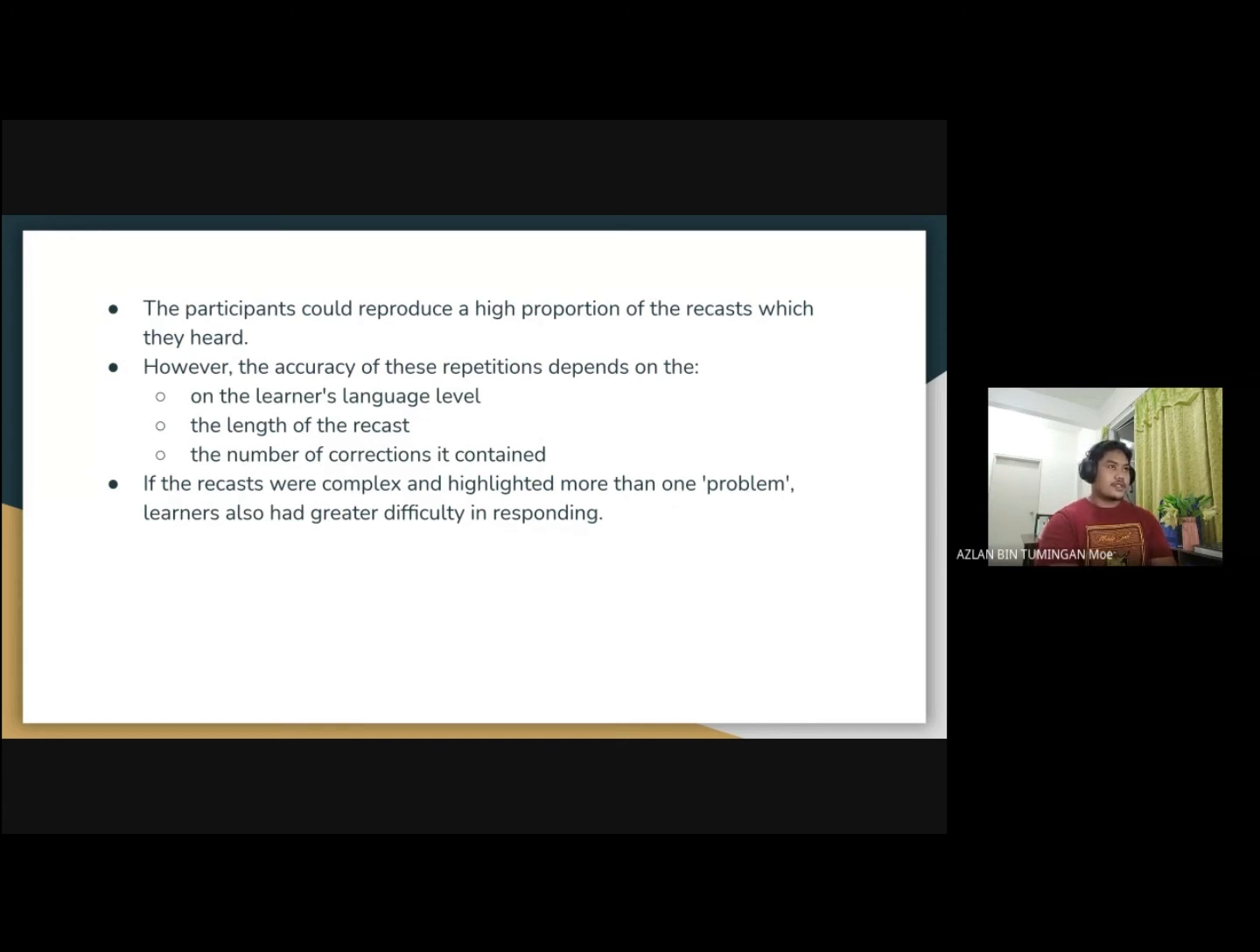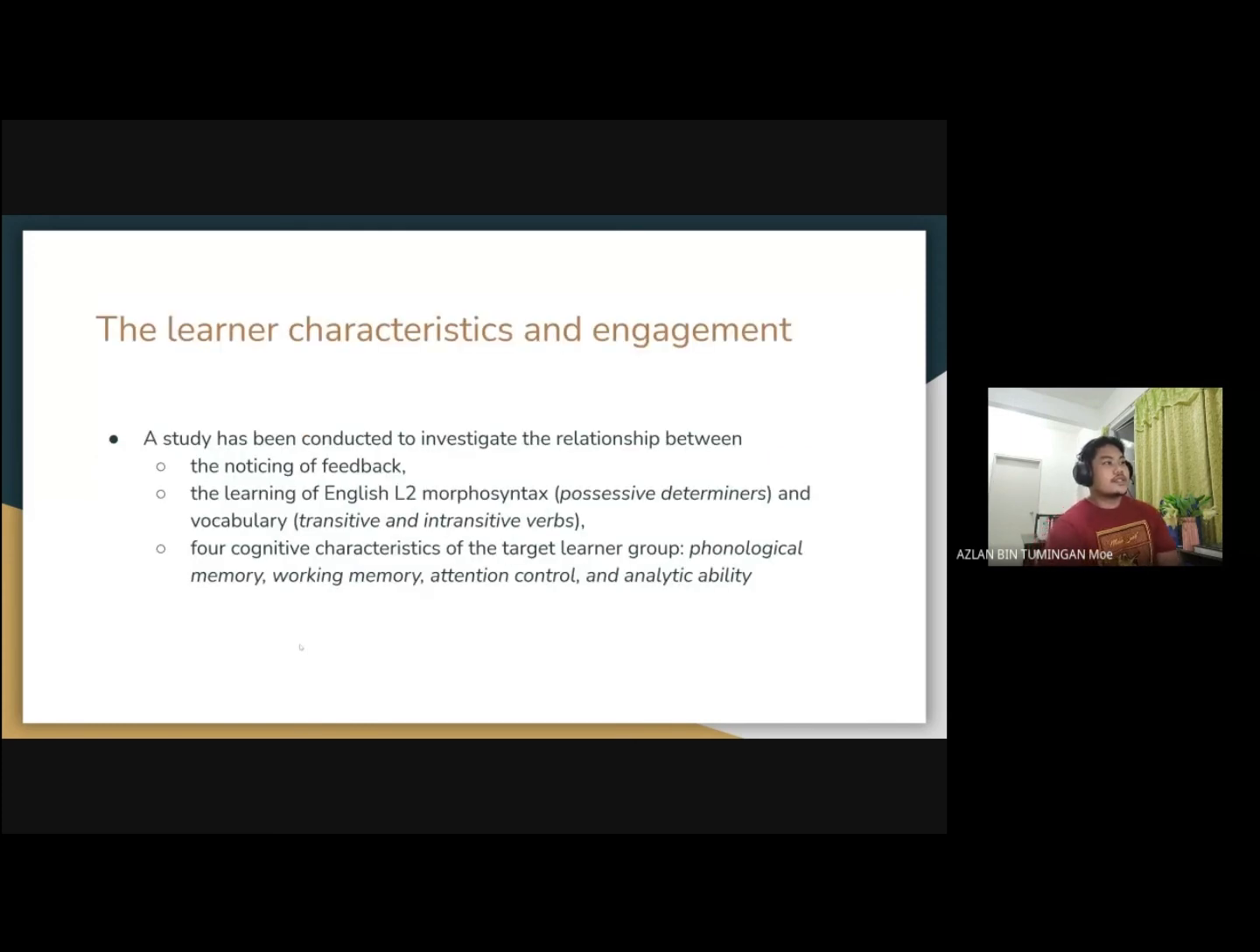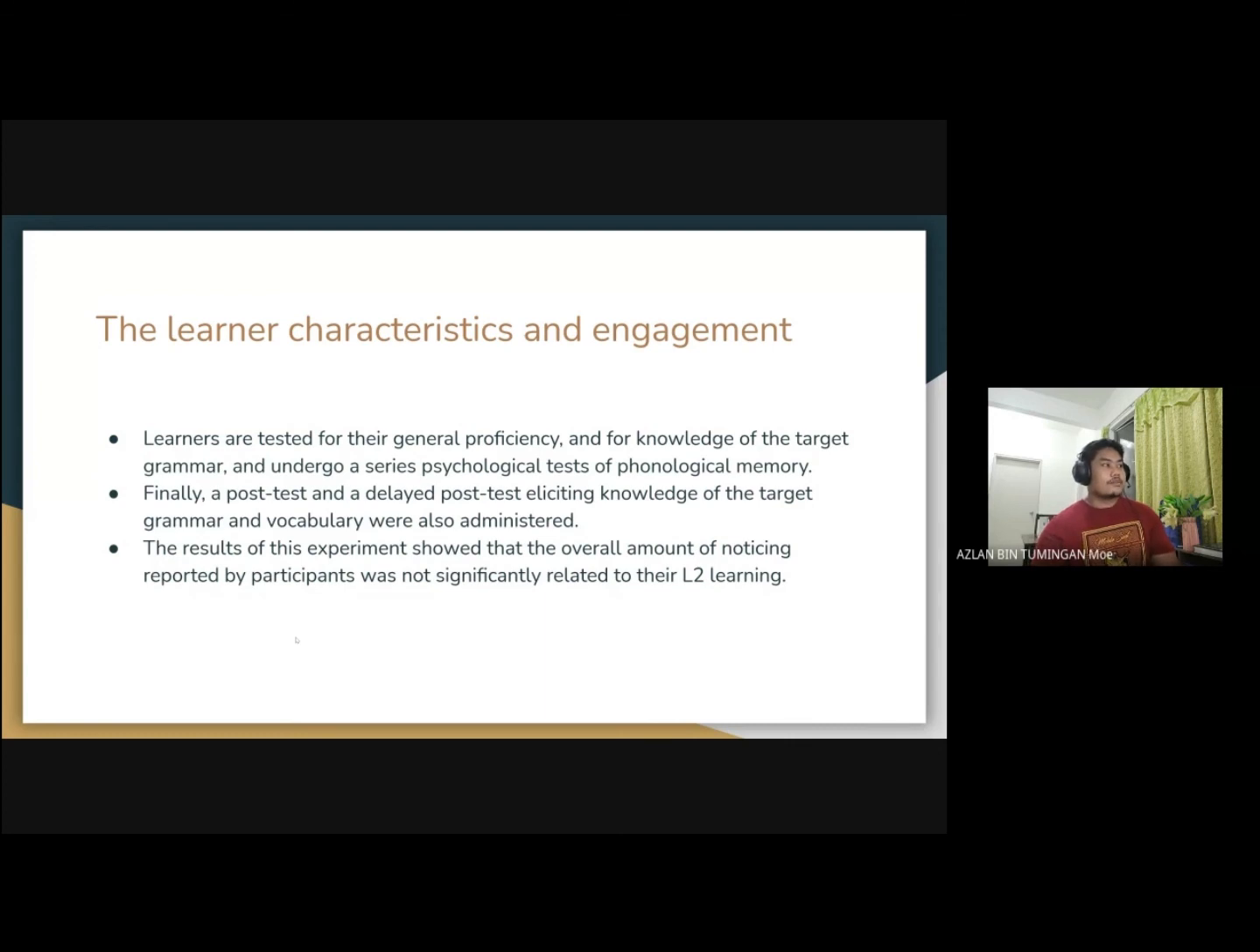So a lower level of recast is better for them. And then the learner's characteristics and engagement. A study has been conducted to investigate the relationship between the noticing of feedback, the learning of English morphosyntax and vocabulary, as well as the four cognitive characteristics of the target learner group, that is phonological memory, working memory, attention control, and analytic ability.